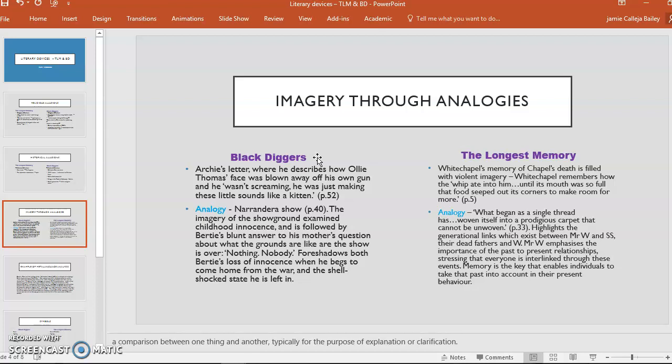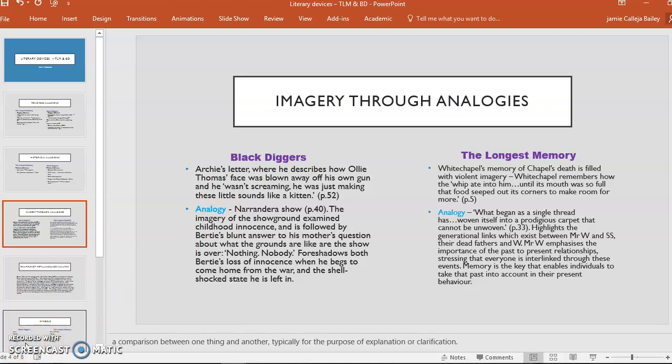So the analogy of the Narrandera show. On page 40, the imagery of the showground evokes childhood innocence and is followed by Bertie's blunt answer to his mother's question about what the grounds are. The show is over. Nothing. Nobody. It foreshadows both Bertie's loss of innocence when he begs to come home from the war and the shell-shocked state he is left in. So we see the Narrandera show on page 40.